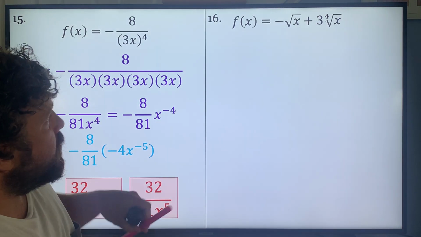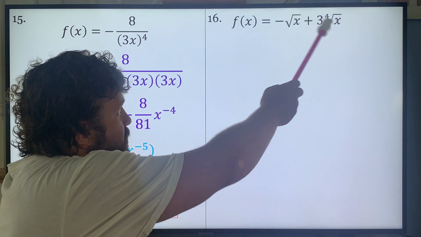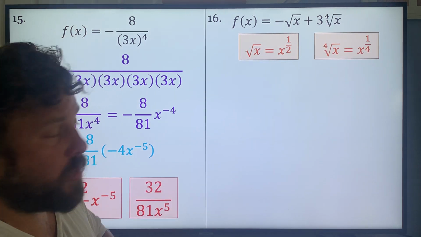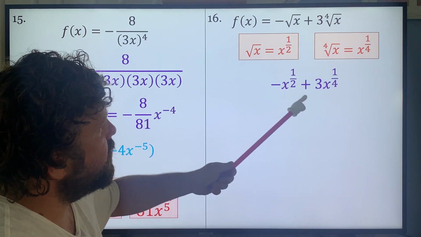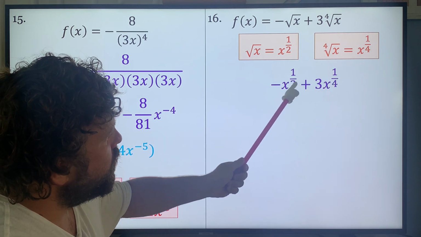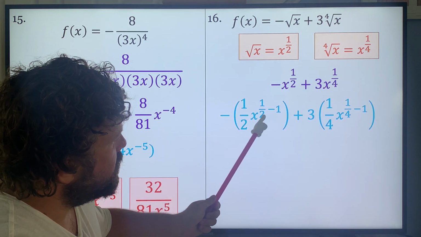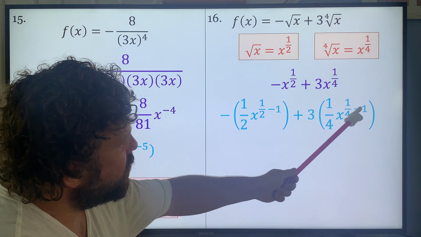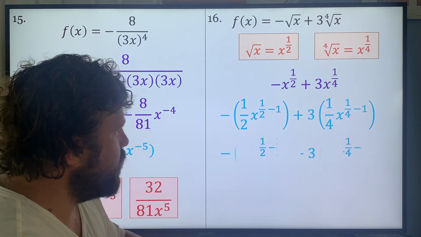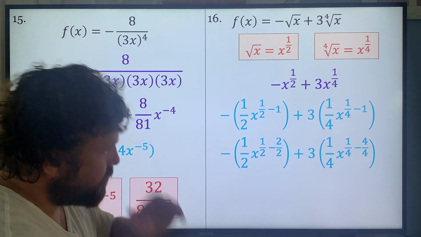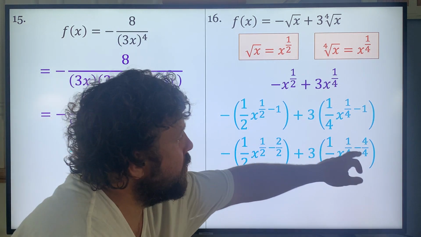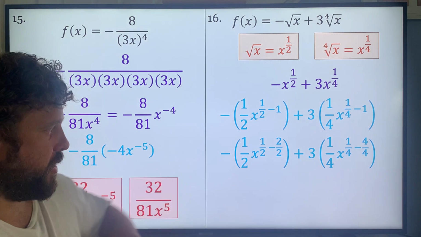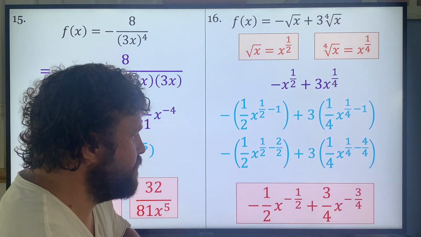Rewrite it. x to the 1/2, x to the 1/4. All right. So negative x to the 1/2 plus 3x to the 1/4. 1/2 minus 1 is 1/2 minus 2 over 2. 1/4 minus 1 is 1/4 minus 4 over 4. All right. 1 minus 2, -1. 1 minus 4, -3. That's my answer.